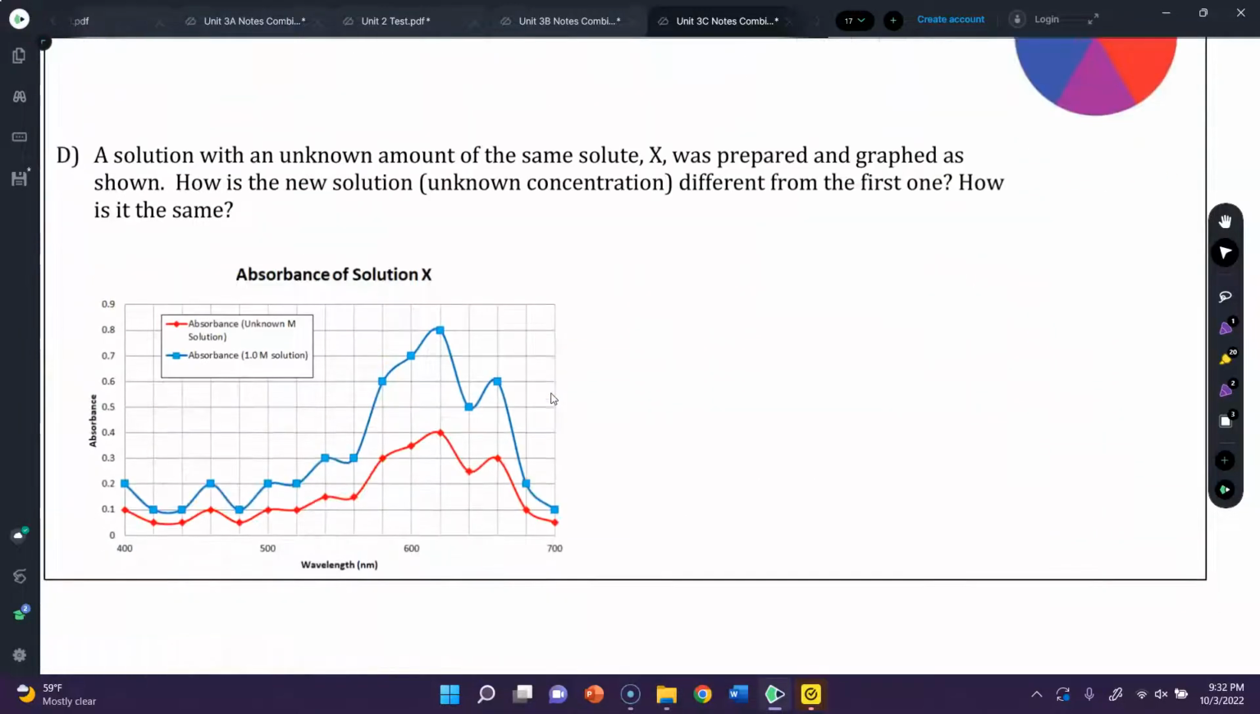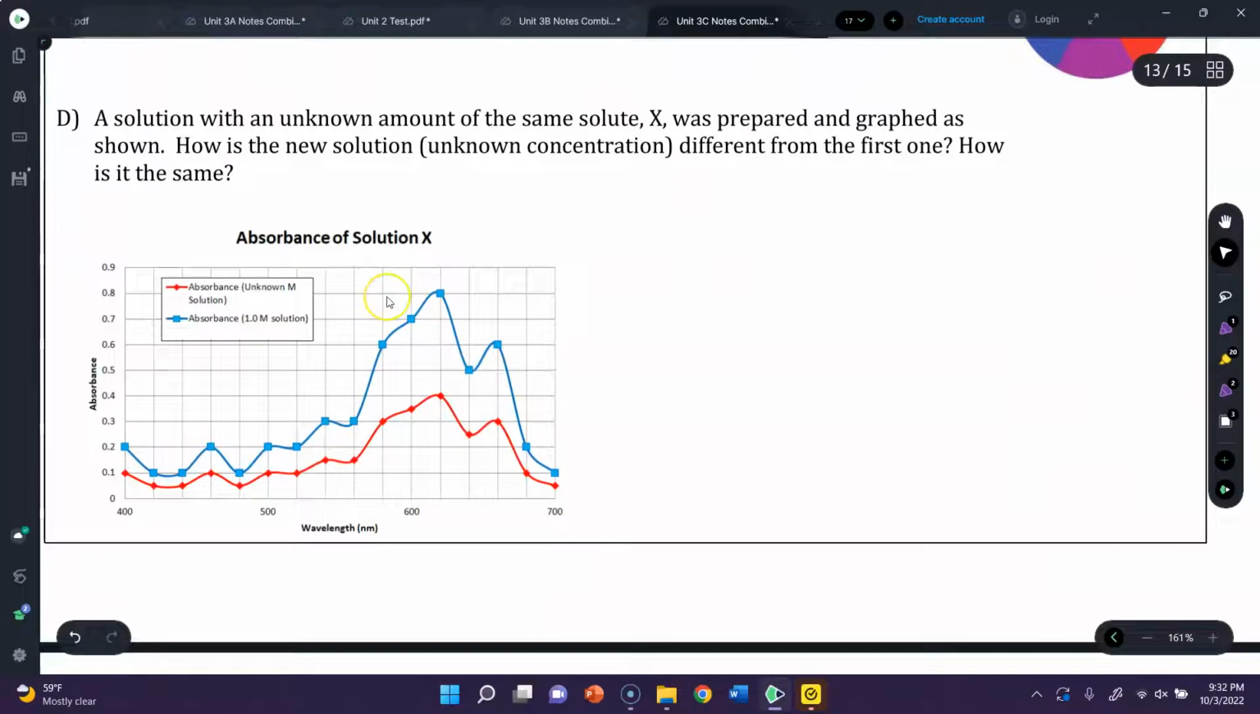Okay. From here now, you are going to answer D. A solution with an unknown amount of the same solute X was prepared and graphed as shown. How is the new solution, unknown concentration, which is red, different from the first one? How is it the same? So please pause the video. Resume when you're ready to check your answer.